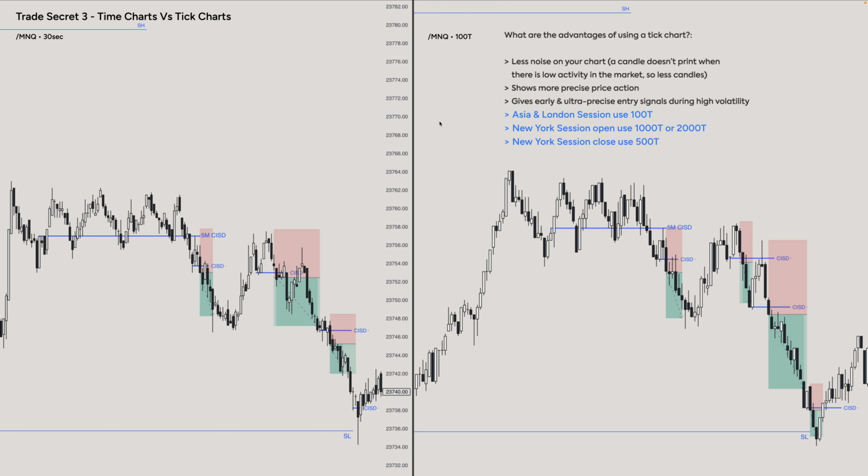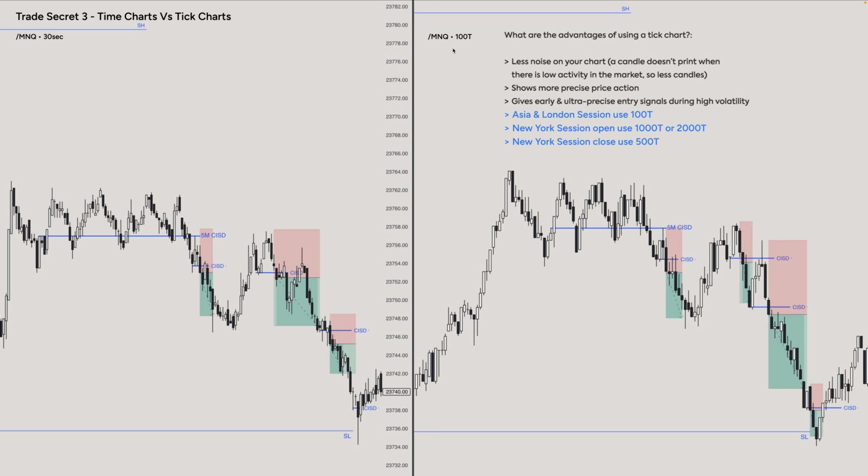Now, what is the difference between a time chart and a tick chart? Because they are two completely different things. So a time chart, a 30 seconds chart, prints a candle every 30 seconds. Regardless of what's happening in price action, every 30 seconds, it prints a candle, which results in a lot of these weird little candles that don't tell you that much. So it generates a lot of noise.